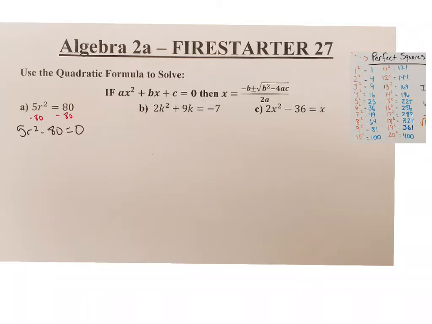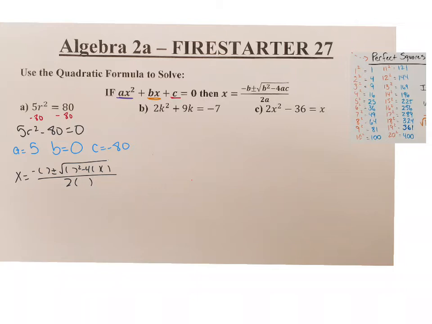Now here it's important to remember that a is always next to the x squared, b is always next to the x, and c is always the number by itself. So when I find a, b, and c here, a is 5, b is 0 because there is no r to the first power, and c is -80. The most common mistake here is somebody messes up and says b is -80 or b is 1. So that is the correct a, b, and c. x equals the opposite of b plus or minus the square root of b squared minus 4 times a times c, all over 2a.